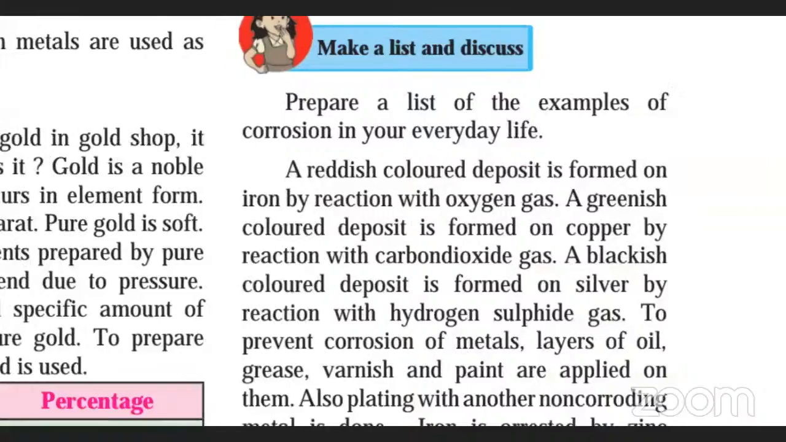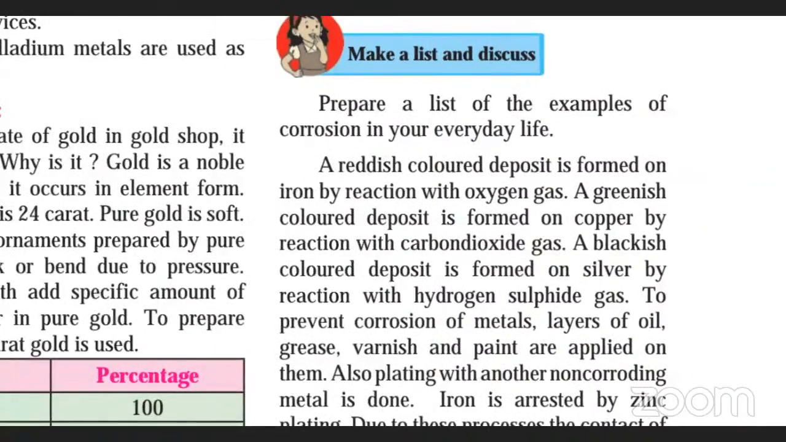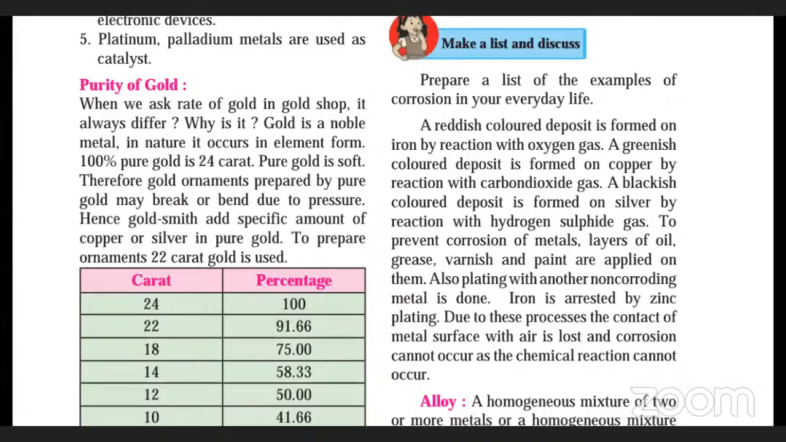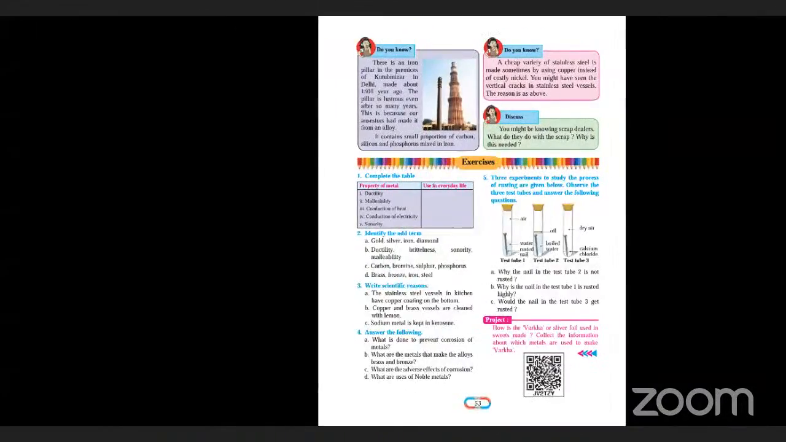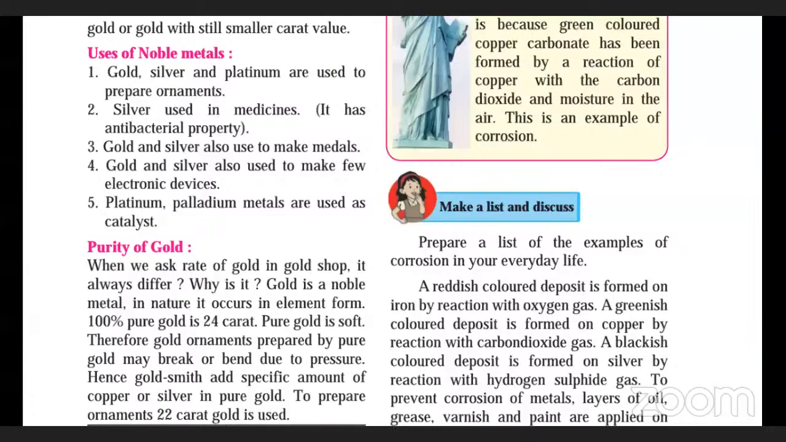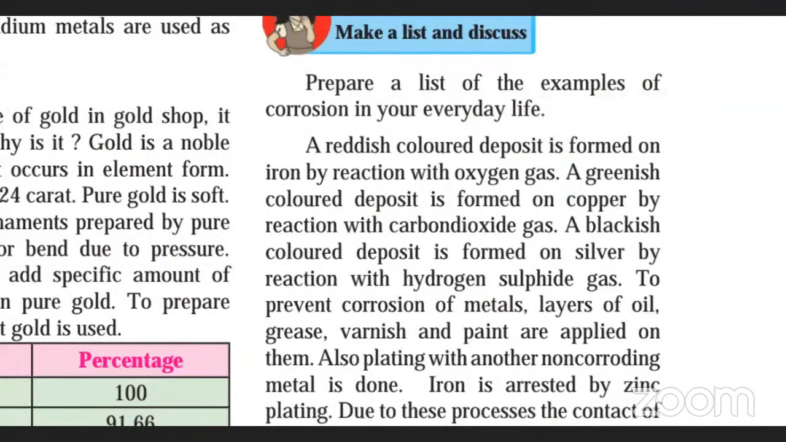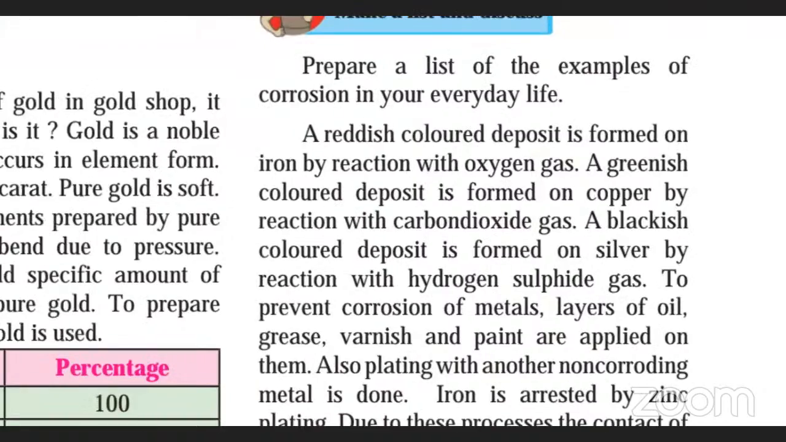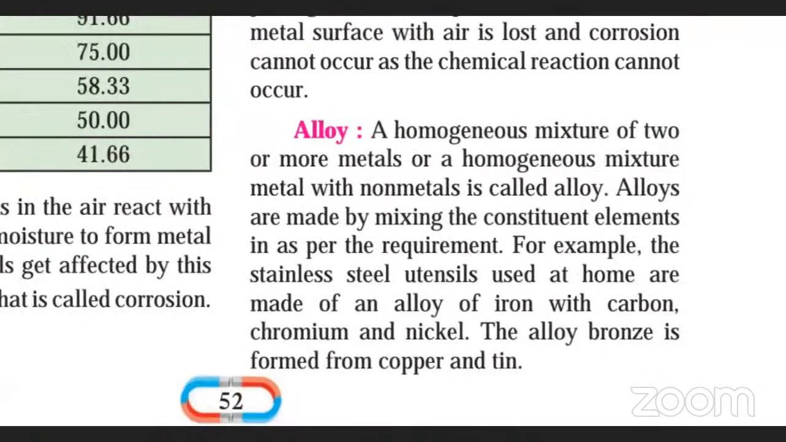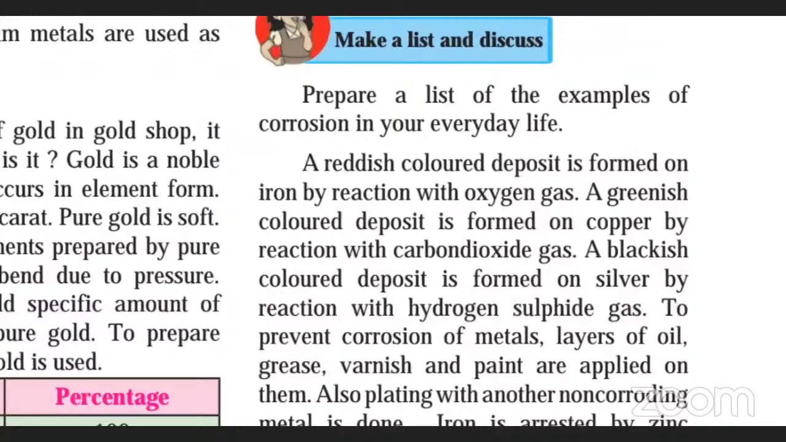Now make a list and discuss. Here some examples of corrosion are given: what is corrosion and how corrosion takes place. Talking about iron, we know rusting is very common. Iron articles get rusted very easily. How is that rust formed? Rust is formed when iron reacts with oxygen gas which is present in the atmosphere.